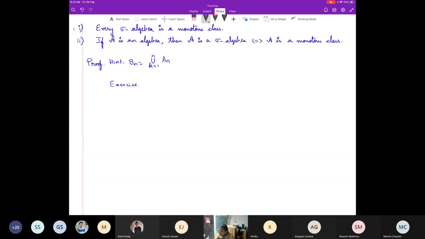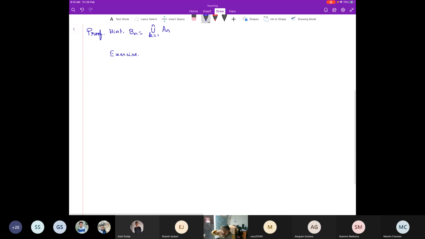So the next natural question here is: given a collection, do we have a smallest monotone class containing it? What is the answer? Yes. How did we prove it there? What was the first lemma that we proved in the case of sigma algebras?